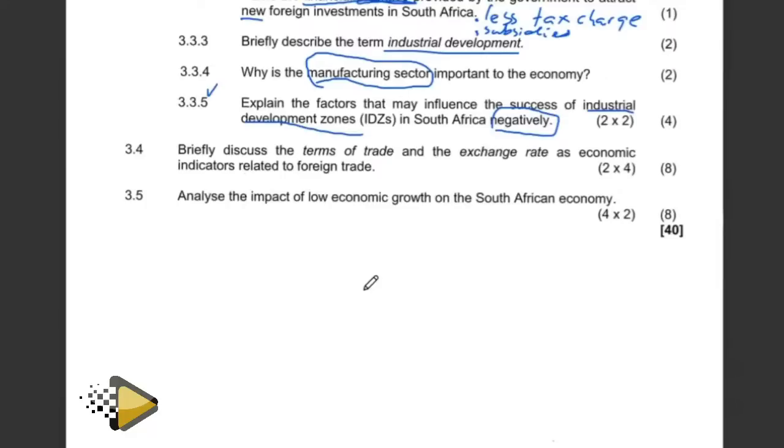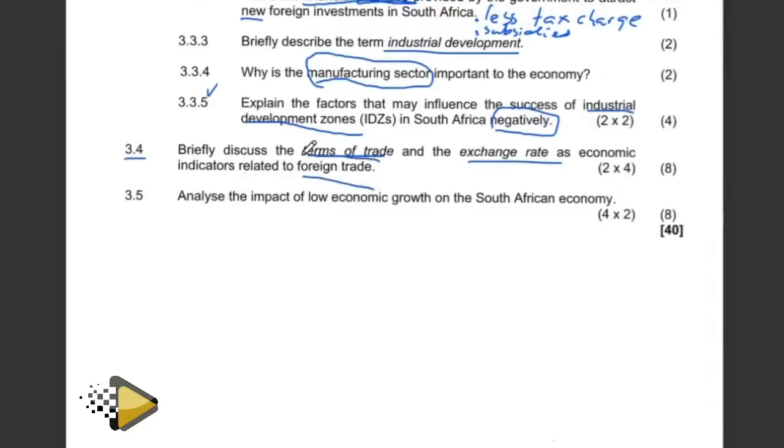Okay, right. So now let's move on to the next question, which is 3.4. And 3.4, grade 12, reads as follows: Briefly discuss the terms of trade and the exchange rate as economic indicators related to foreign trade.